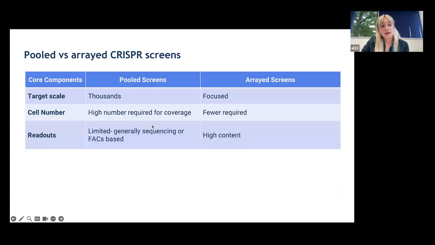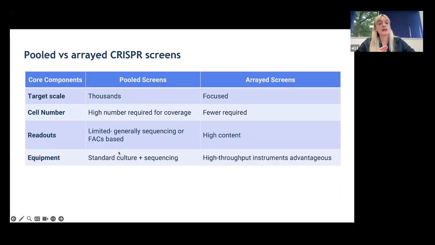As I have mentioned, the readouts between the two differ in their resolution. So for pooled screens, generally these are sequencing based and you're looking at strong phenotypes such as viability, loss or gain. These can include some form of flow cytometry enrichment of your desired population of cells. But the benefit of arrayed screens is that you can introduce high content measures of different phenotypes. So this can be imaging, transcriptomics, proteomics. And one key advantage to this is that all of these assay types can actually be conducted if you set it up right within the same plate. So you can get a rich amount of information from a single plate.